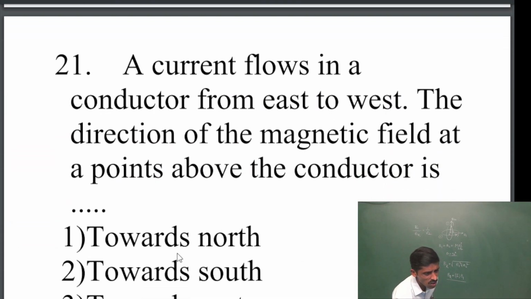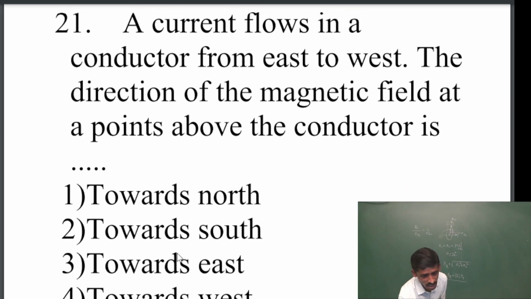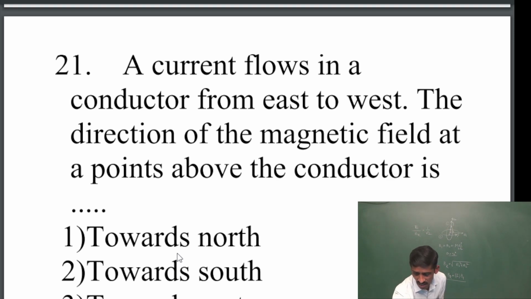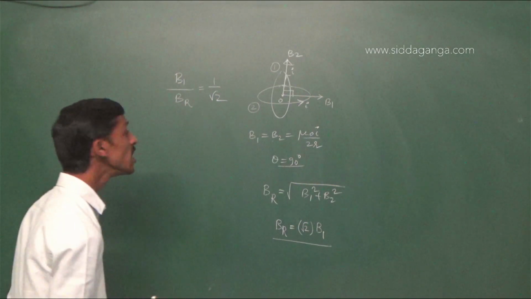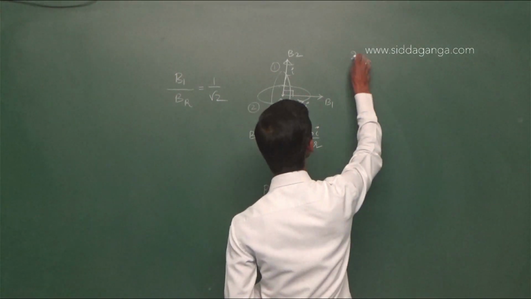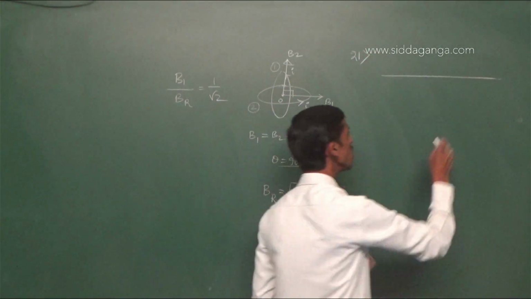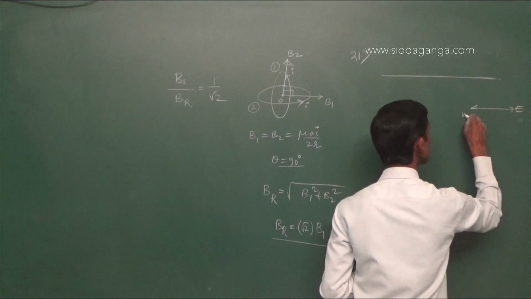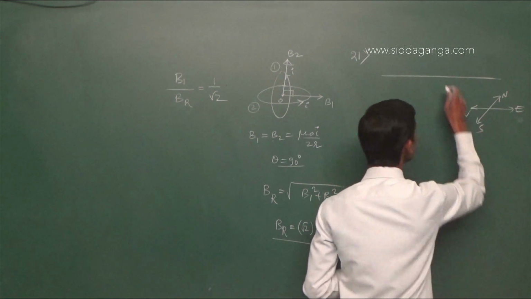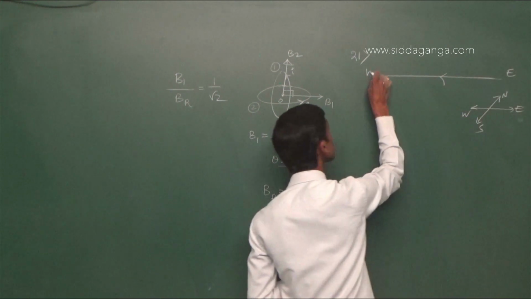A current flows in a conductor from east to west. The direction of the magnetic field at a point above the conductor is? You might have seen this question in theory also. So, question number 21. According to the right hand rule, if a straight wire carries current, with directions east, west, north, south, the current is flowing from east to west.